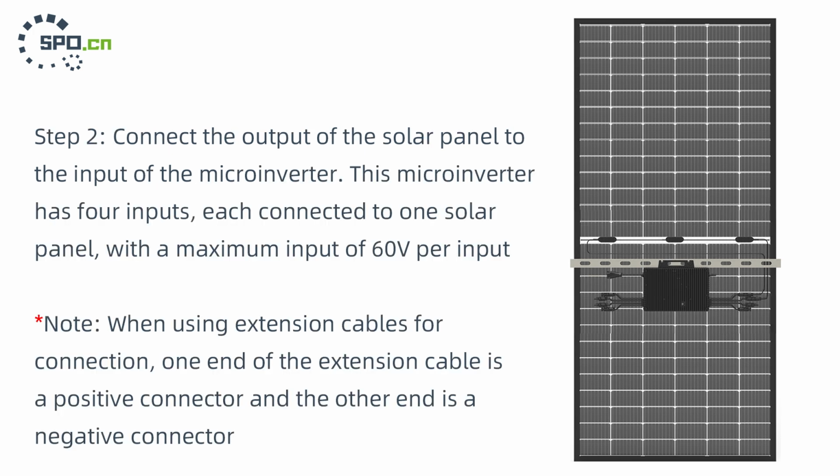Step 2. Connect the output of the solar panel to the input of the microinverter. This microinverter has 4 inputs, each connected to one solar panel, with a maximum input of 60 volts per input. Note, when using extension cables for connection, one end of the extension cable is a positive connector and the other end is a negative connector.